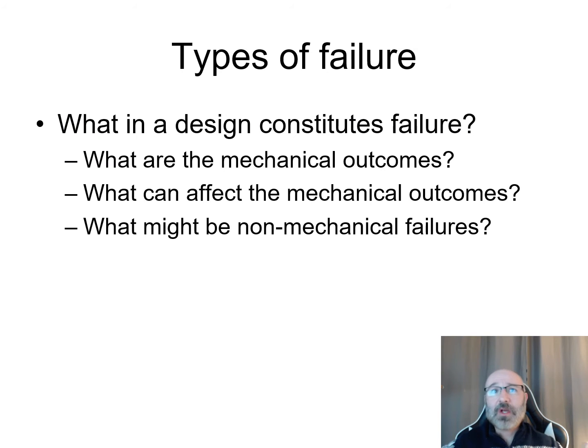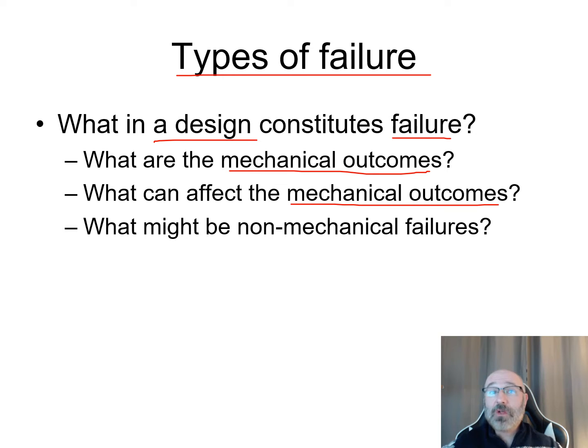So let's take a look at these different types of failures. As we look at these, we want to ask ourselves a few different questions. The main question we want to ask ourselves is what in a design is going to constitute a failure? What are we considering as failure for the design that we're working on? Within that, we can also ask some sub-questions: what are the mechanical outcomes, what can affect these mechanical outcomes, and are there some non-mechanical failures? What might these non-mechanical failures be?